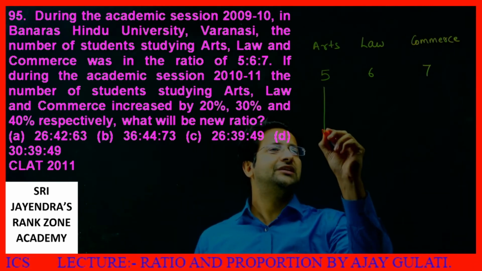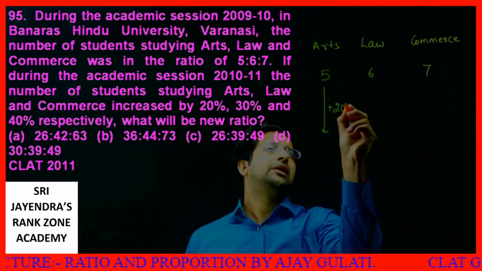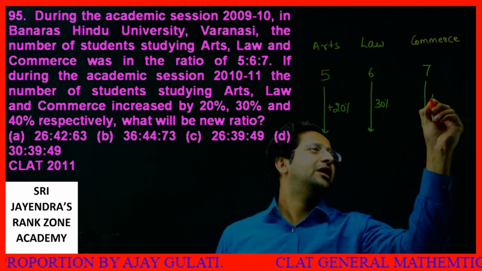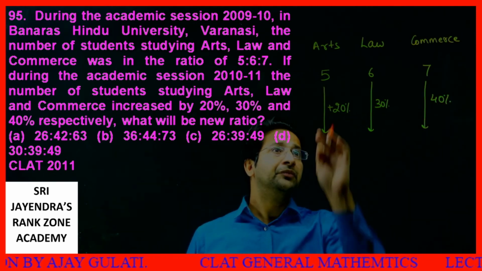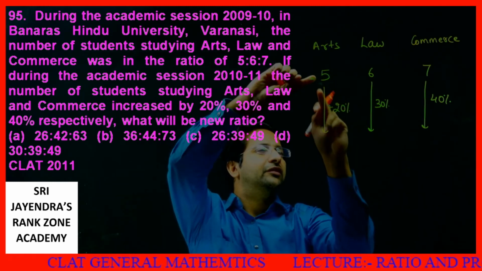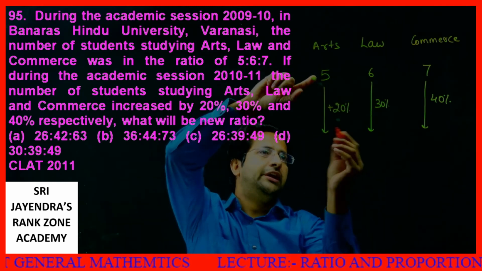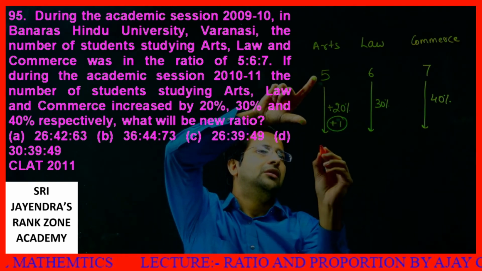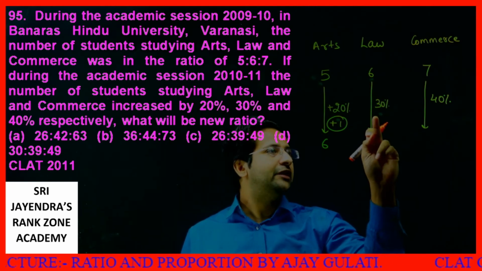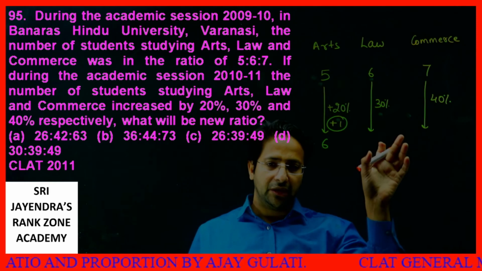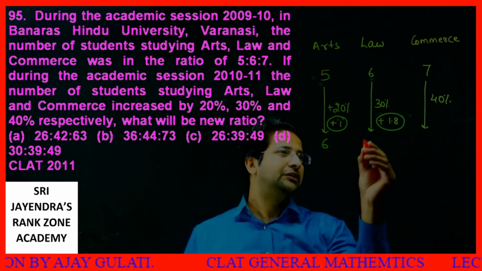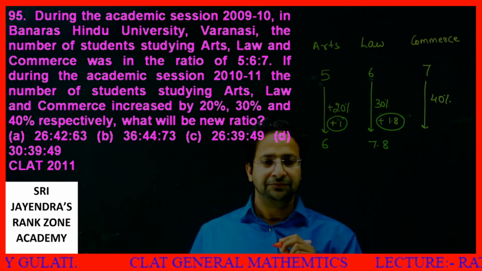Now students, this increased by 20%, this increased by 30% and this increased by 40%. 5 increase, see what is 10% of a number? If this is 5, its 10% will be 0.5. So 20% will be 0.5 into 2, 1.0. So that means I can say plus 1. So this becomes 6. 6, what is 10%? 0.6. If 10% is 0.6, 30% will be 1.8. So I can say plus 1.8. This becomes how much? 7.8.